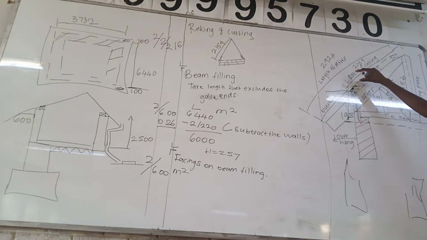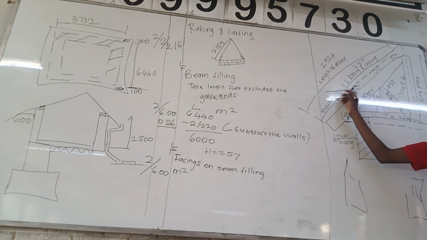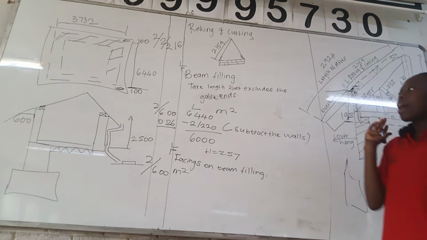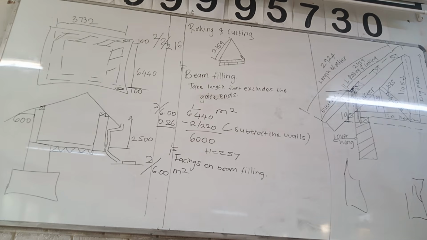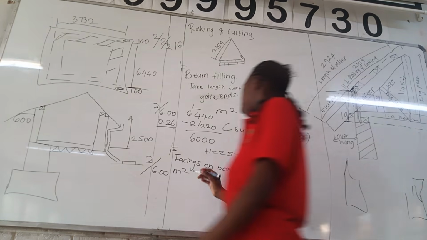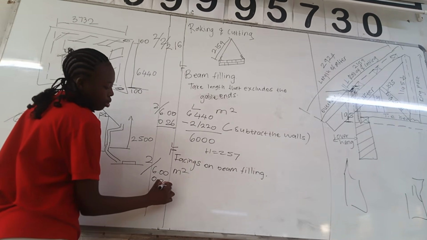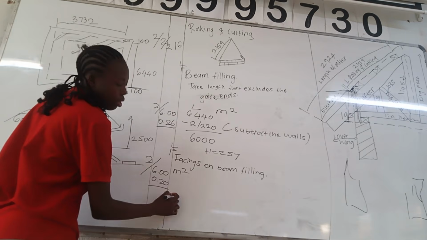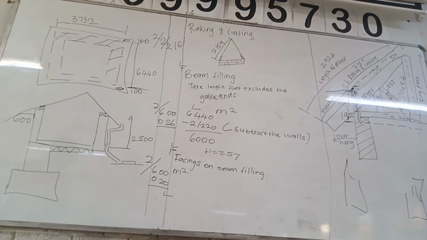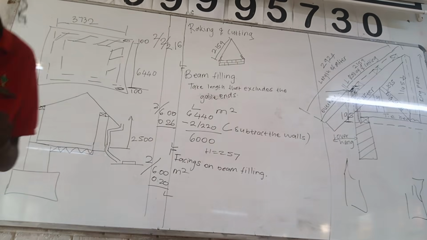We are not able to see this part. So for the facings on the beam filling, we're talking about the part that we're able to see. We're able to see until here. So it's 195. The height of the filling and the height of the facings of the filling are not the same. So the facings is 0.195. Okay, now let's go to the wall plate.